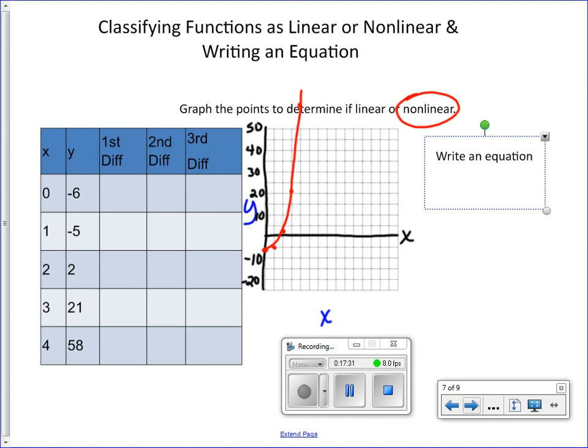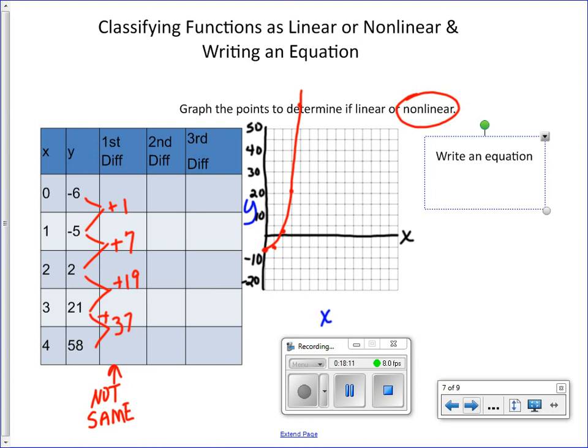Okay, let's take a look at our differences and see if we can write an equation for this. All right, well, to get from negative 6 to negative 5, that would be adding 1. To get from negative 5 to 2 would be adding 7. To get from 2 to 21, we are adding 19. And from 21 to 58, that's adding 37. Okay, well, these are definitely not the same. So it's not linear.